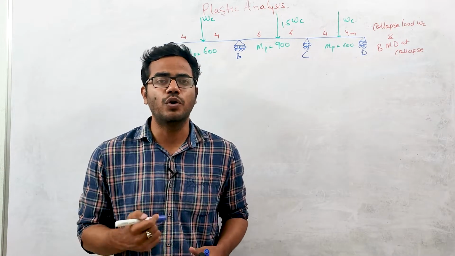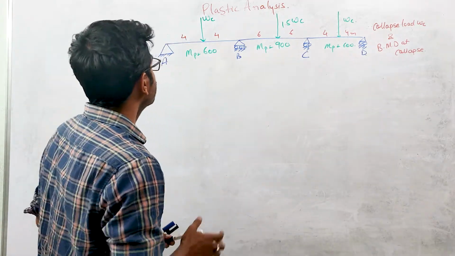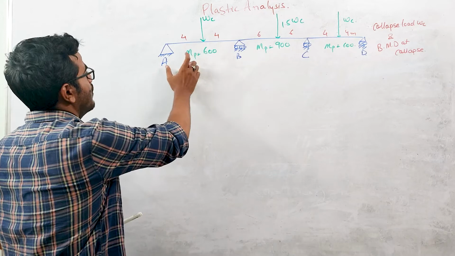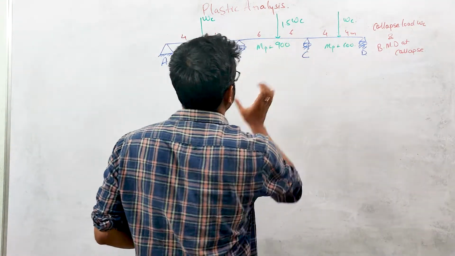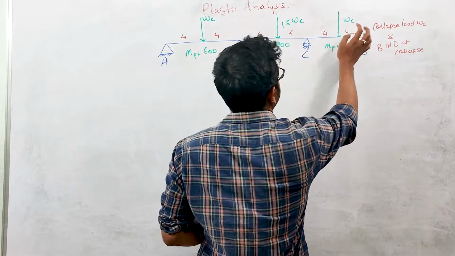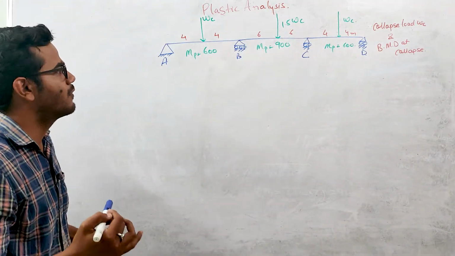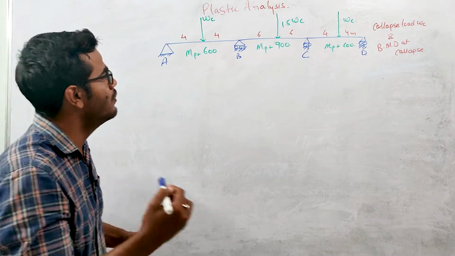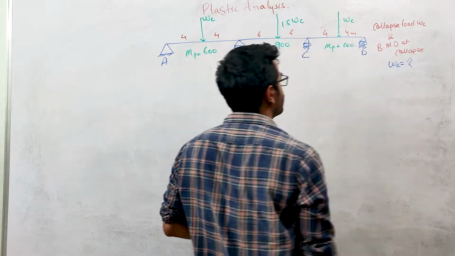In this lecture, we are going to find out the collapse load for this continuous beam in which the point load is acting on this AB portion, this 1.5 WC load on this BC portion, and this point load WC on CD portion. We need to calculate this collapse load value WC, what will be the collapse load for this continuous beam.